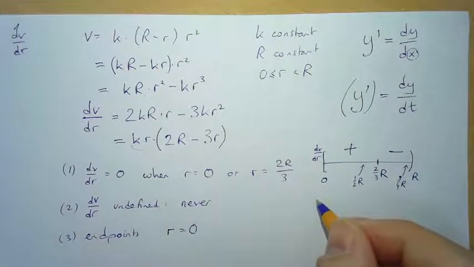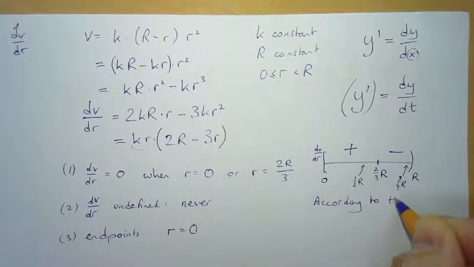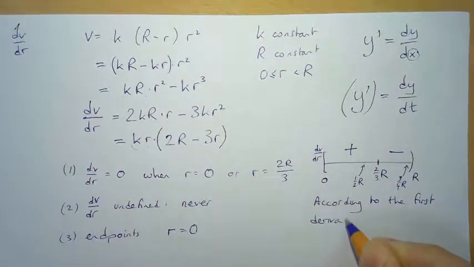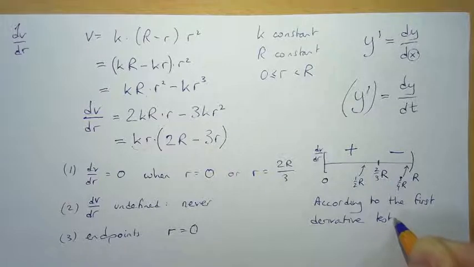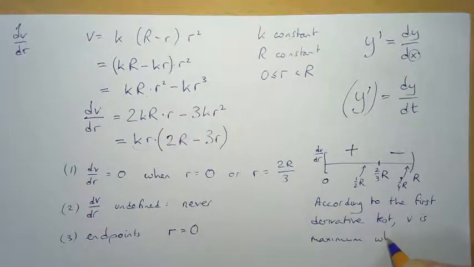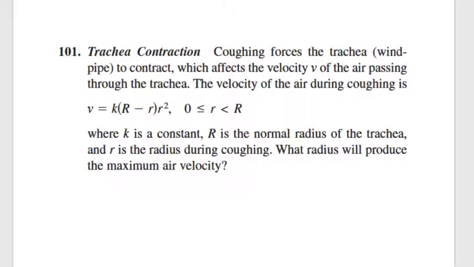And therefore, according to the first derivative test, V is maximum when small r equals 2/3 of capital R. That's it for our first question.